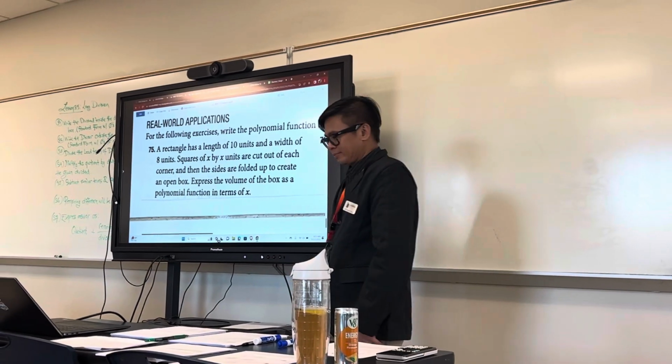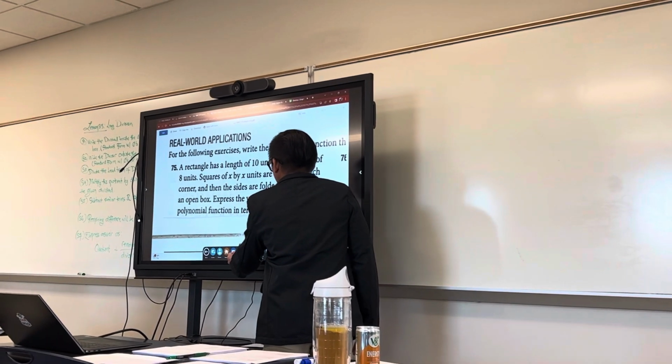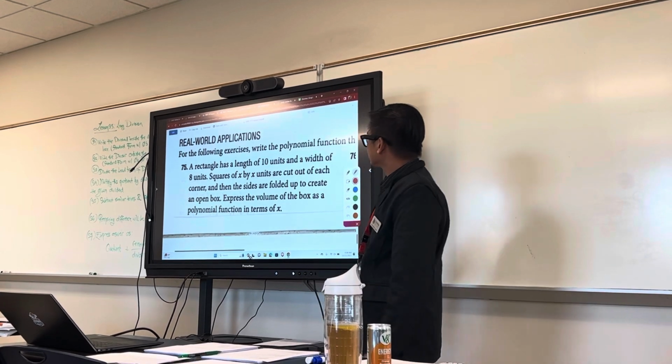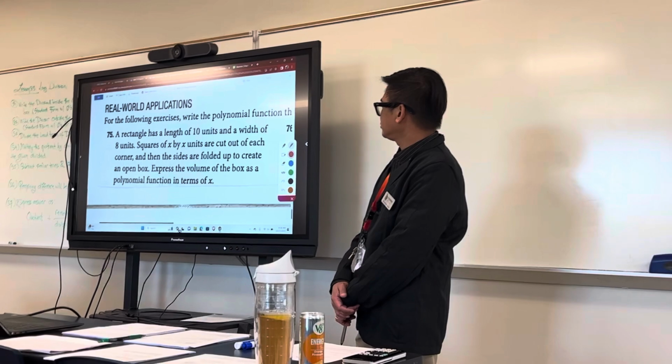A rectangle has a length of 10 units and a width of 8 units. Squares of x by x are cut out of each corner, and the sides are folded up to create an open box. Express the volume of the box as a polynomial function in terms of x.